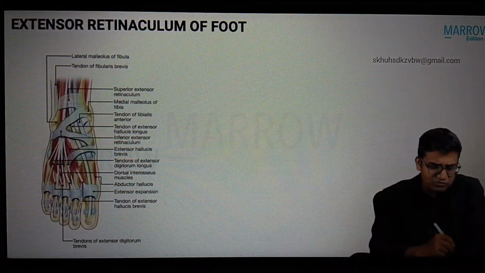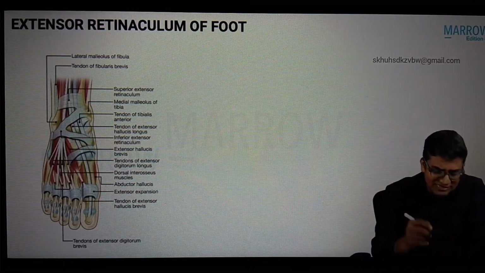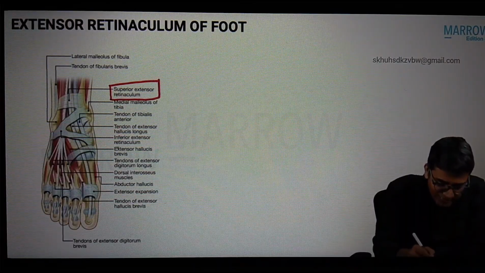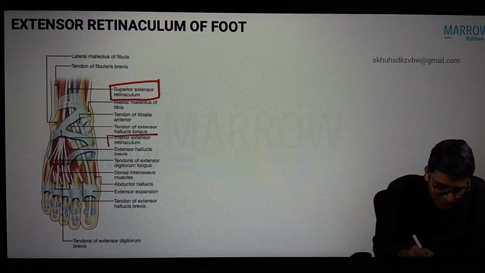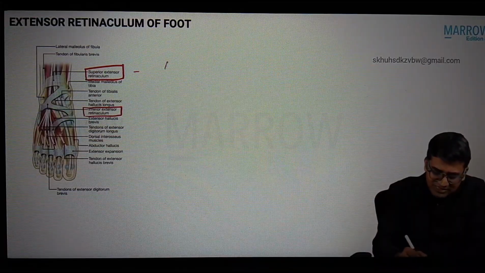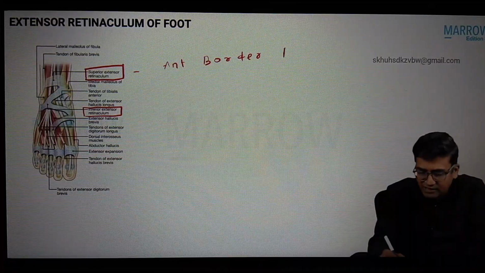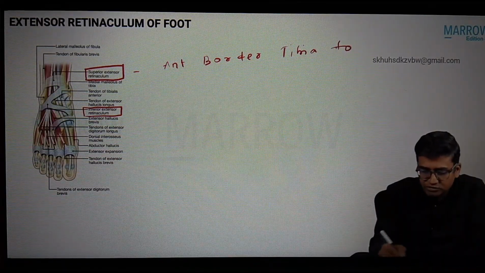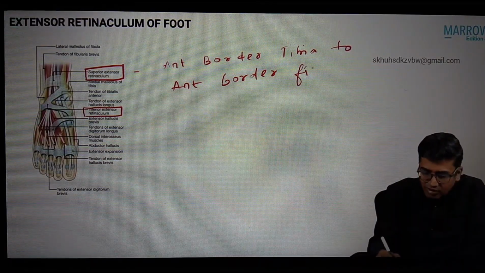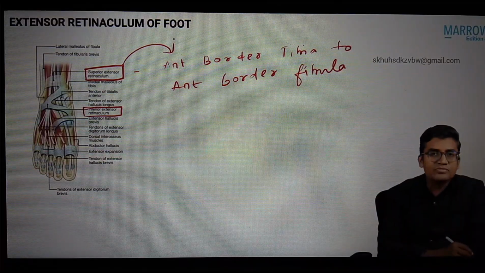Next one. Now, these tendons pass below the extensor retinaculum of the foot. In the extensor retinaculum, we have 2 bands, superior extensor retinaculum and inferior extensor retinaculum. Now, the superior extensor retinaculum is very simple, starting from the anterior border of tibia and going to the anterior border of fibula.